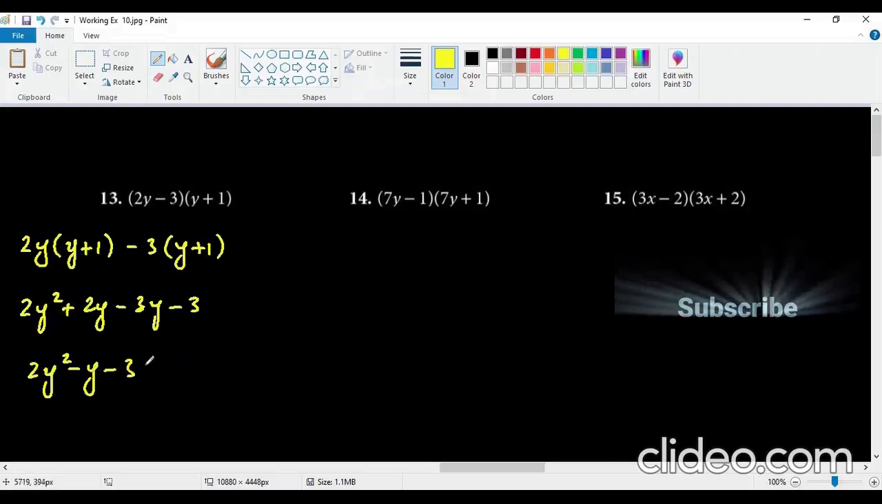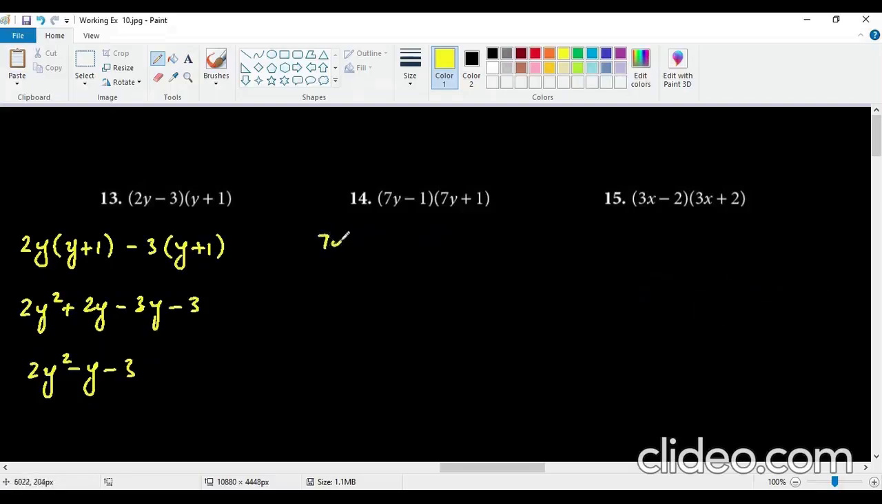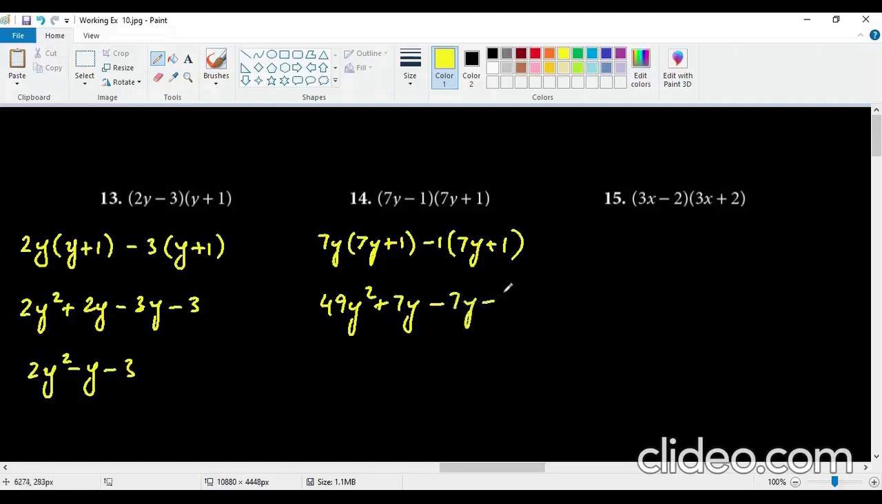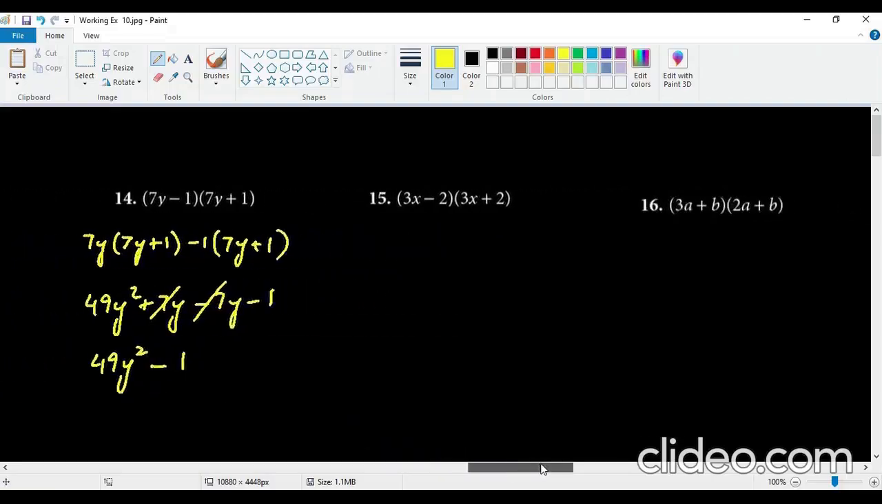Now for question number 14, it is saying 7y is multiplied by 7y plus 1, and second one is saying minus 1 is multiplied by 7y plus 1. So first one is going to give you 49y square plus 7y minus 7y, and plus minus is a minus. 1 times 1 is a 1. So 49y square plus 7y and minus 7y get cancelled, and 1 is the answer. 49y square minus 1 is going to be the answer.